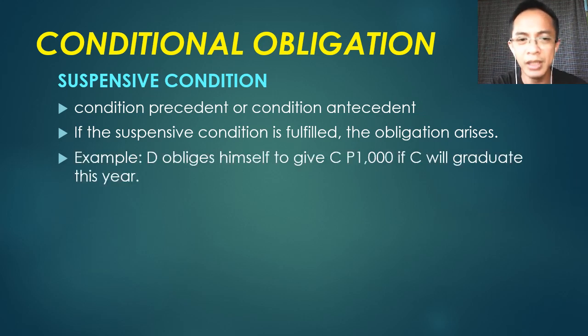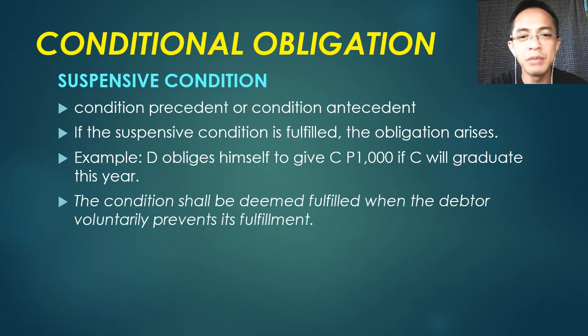Example, D obliges himself to give C 1,000 if C will graduate this year. So if you look at the example, si D wala pang obligation. Okay? And then the condition is, kapag si C will graduate this year. And because the condition has not yet happened, okay, D is not yet liable to pay the 1,000. Ibig sabihin, suspended yung obligation niya because of the condition na hindi pa nangyayari. That's why it's called the suspensive condition. Kapag hindi pa nangyari ang condition, the obligation will be suspended. So, suspended lang siya until such time na mangyari yung condition.